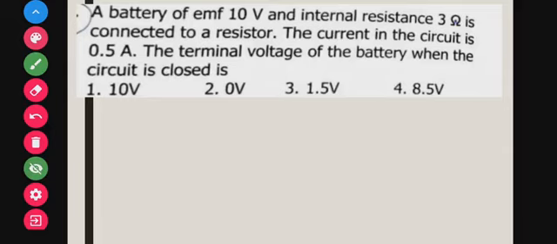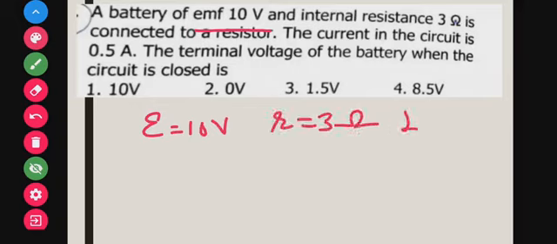A battery of EMF 10 volt and internal resistance 3 ohm is connected to a resistor. The current in the circuit is 0.5 ampere. The terminal voltage of the battery when the circuit is closed is? Okay, so the EMF is given, that is 10 volt. This EMF is equal to 10 volt, the internal resistance small r is 3 ohm, the I value is 0.5 ampere, and they are asking for the terminal voltage.